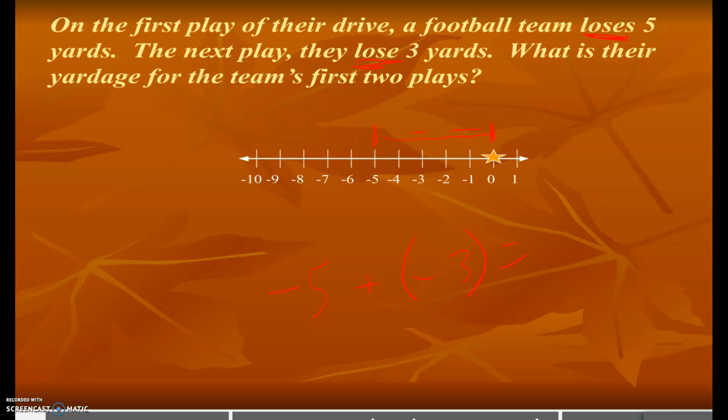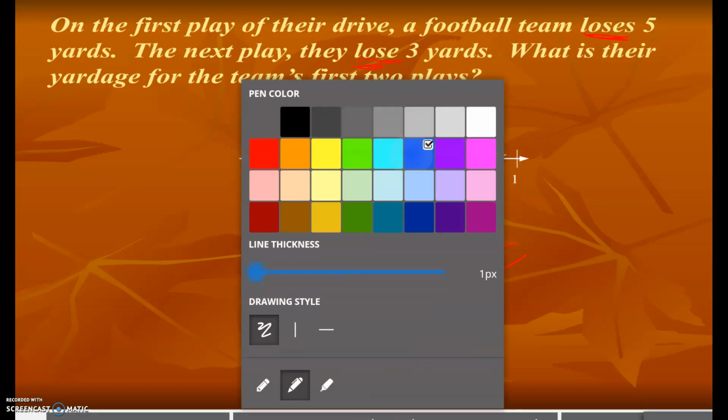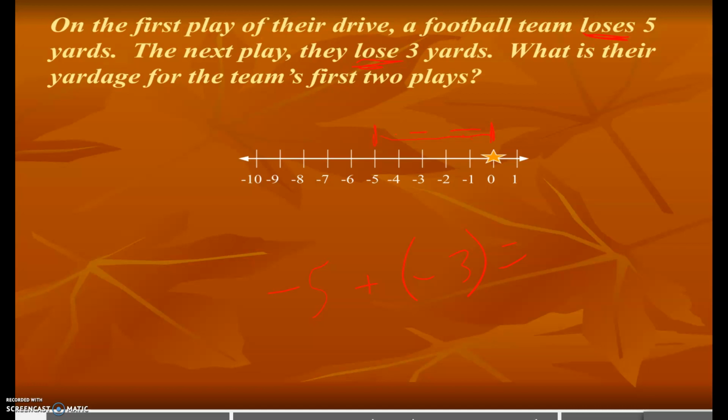All right, and then, last time we said, all right, they gained 3, so we went up 3, or they gained some amount. This time they lost more, so they're at negative 5 already, but they lost 3 more. So I have to go 3 more back. 1, 2, 3. So they end up at negative 8.